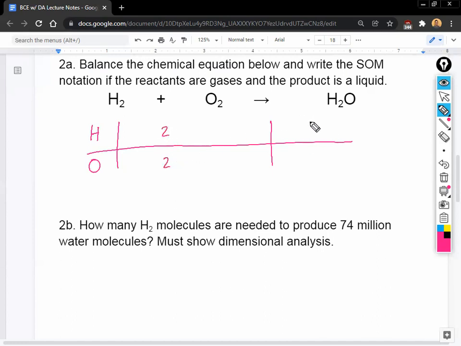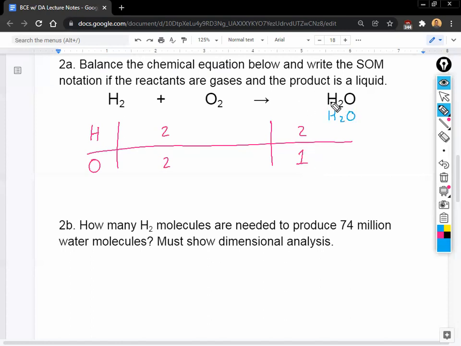Okay, on the right side, how many hydrogens do I have? And how many oxygens? One. Good. Okay, so it looks like the oxygen is not balanced. So we're going to have to add to the side that has less oxygen. So we're going to have to add to the right side. Okay, but I have to add the whole molecule. So I'm going to have to add H2O. And that's going to change up both of the numbers.